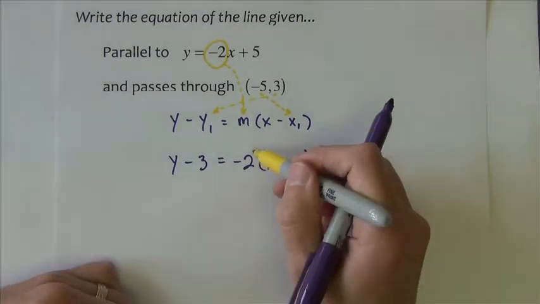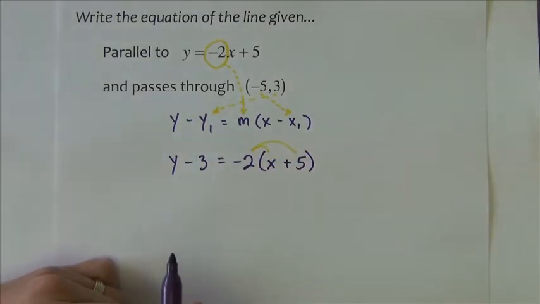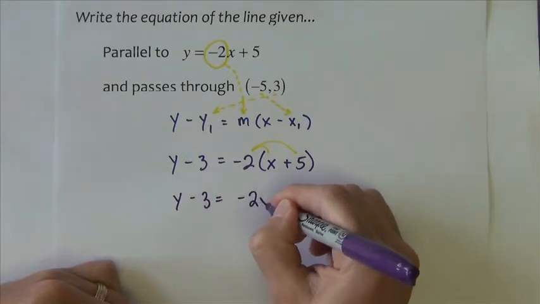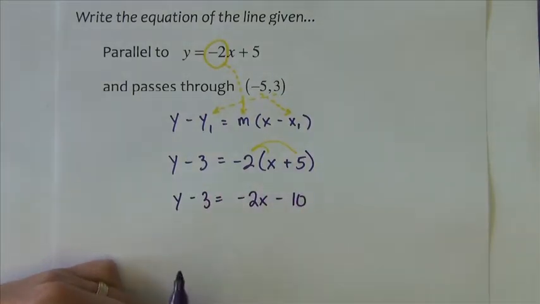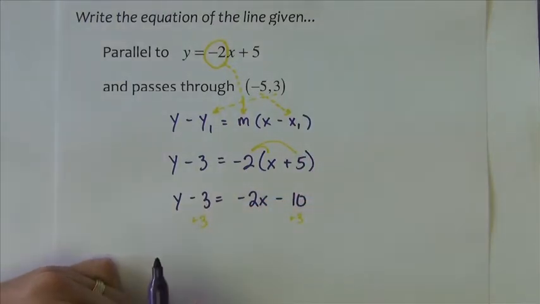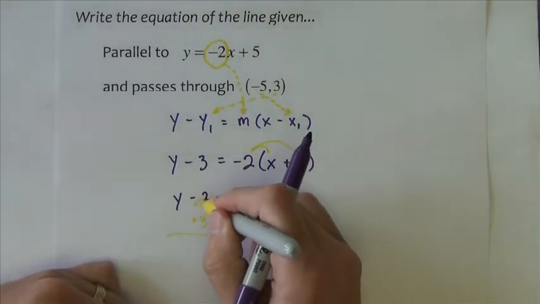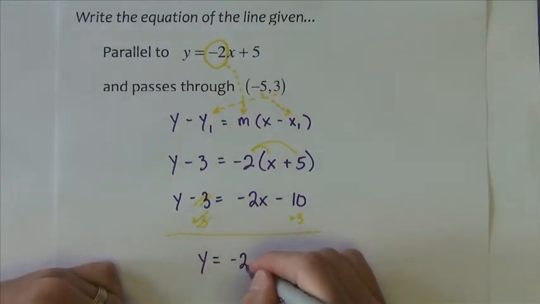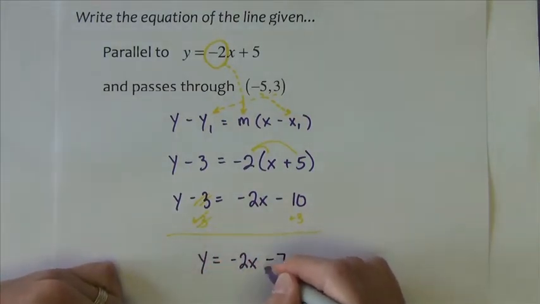I'm going to distribute the -2. So y minus 3 equals -2x minus 10. I'm going to add 3 to both sides. And we end up with y equals -2x minus 7.